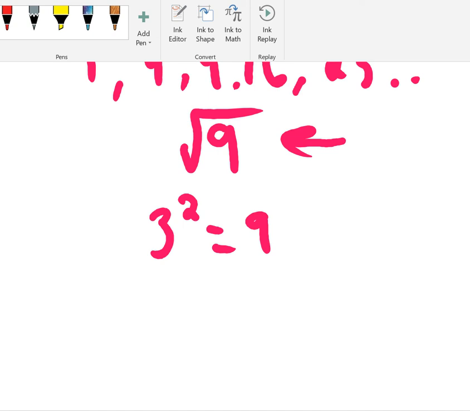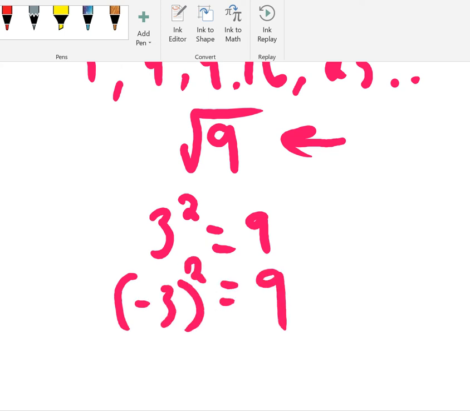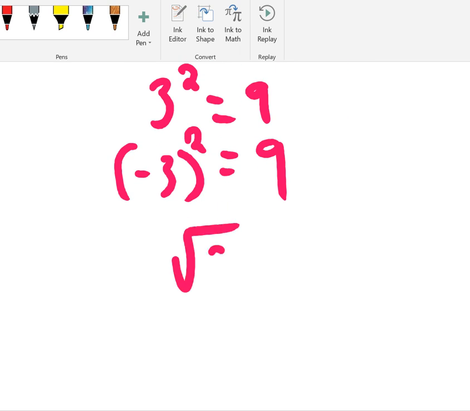Well, there's also another answer that you could have gotten. The other number that you could square to get 9 is -3. So the square root of 9 actually has 2 answers: 3 and -3. When I am in class and someone says, what's the square root of 121? You don't say 11 or -11, you just say 11, okay?